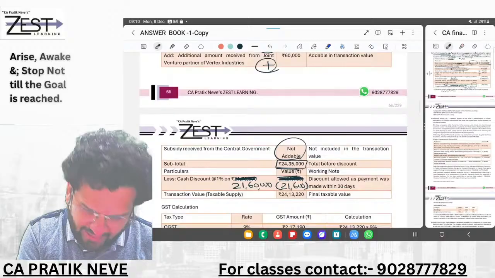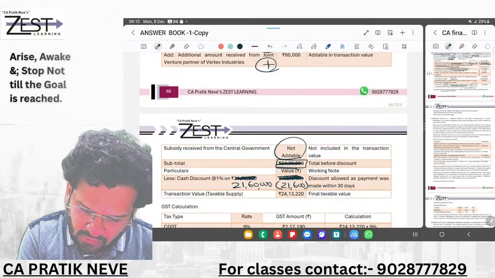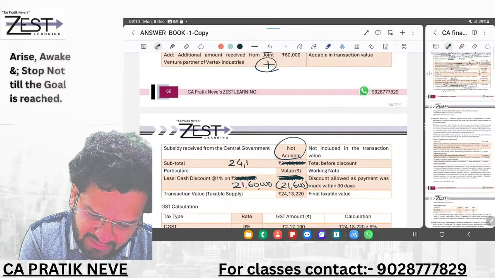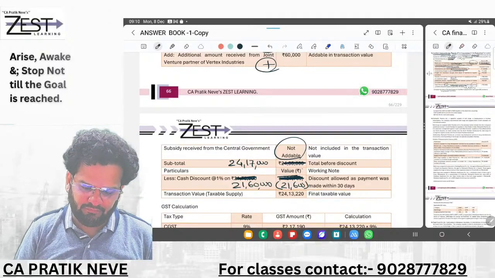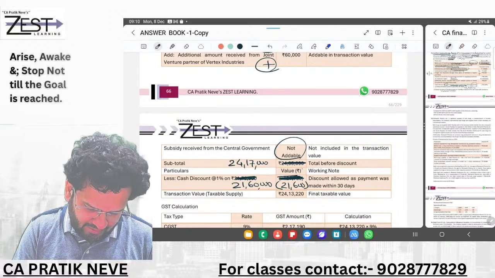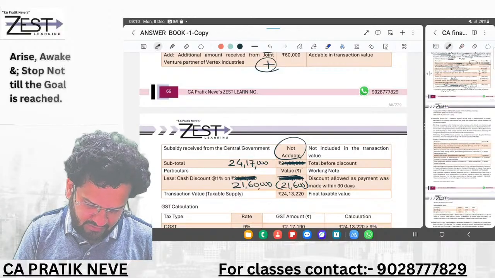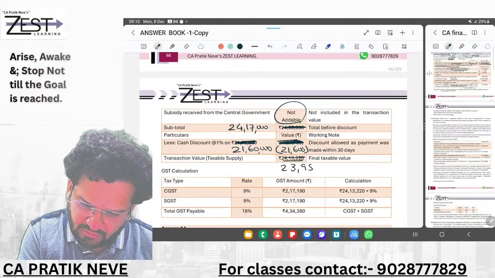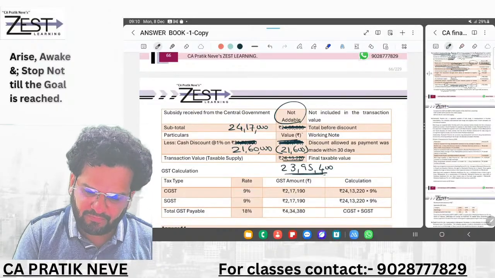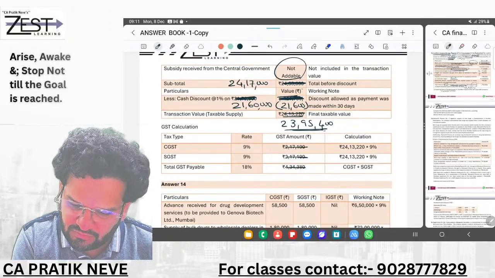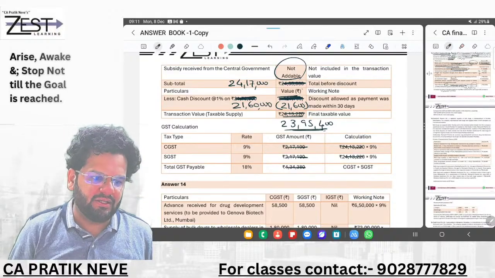This would be 24 lakh 17,000. And 24 lakh 17,000 minus 21,600. So this would be 23 lakh 95,400. And then you will calculate GST on that. GST amounts would also change. Clear?